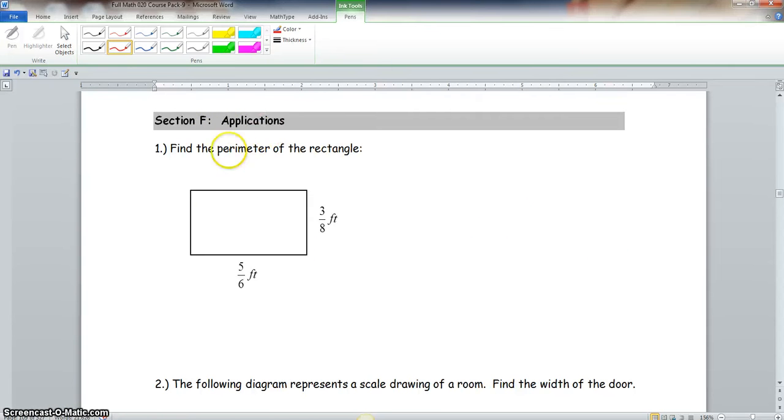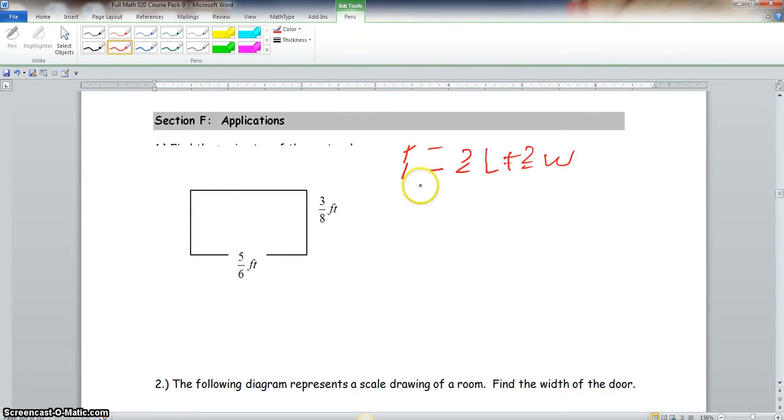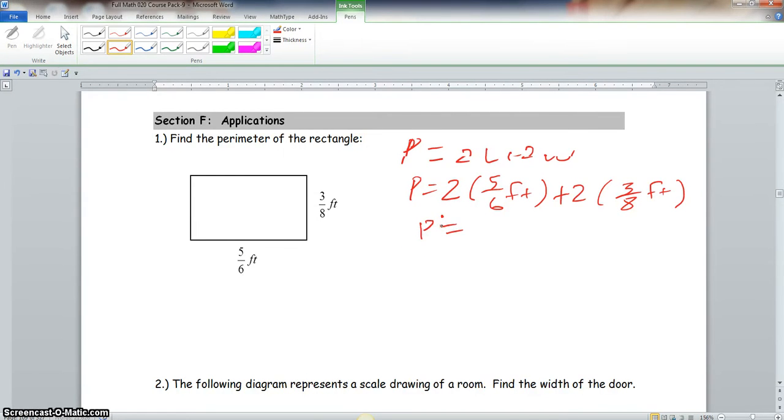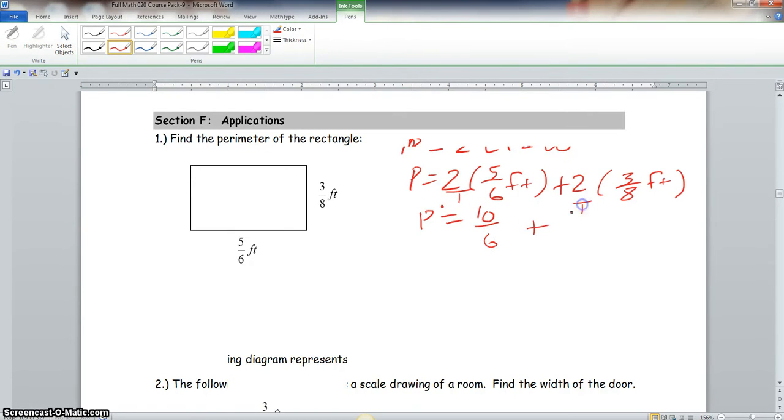Now we come to section F, applications. Find the perimeter of the rectangle. We know the perimeter of a rectangle is 2 lengths plus 2 widths. So we would have perimeter is equal to 2 times the length, 5/6 feet, plus 2 times the width, which is 3/8 feet. Now remember, in our multiplication, we would have 2 over 1 times 5 over 6, which would give us 10 over 6, plus 2 over 1 times 3 over 8, which would give us 6 over 8.